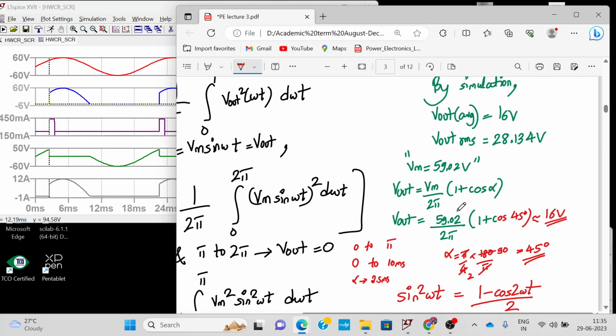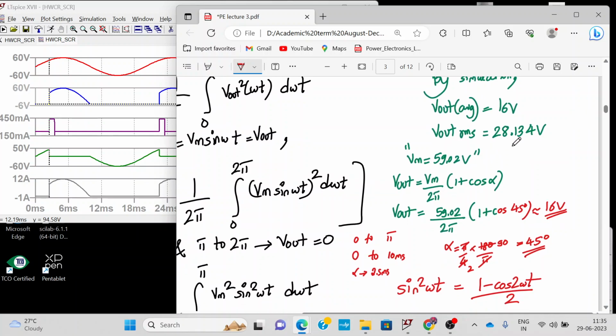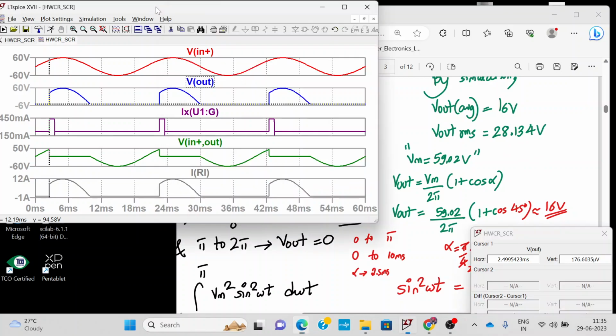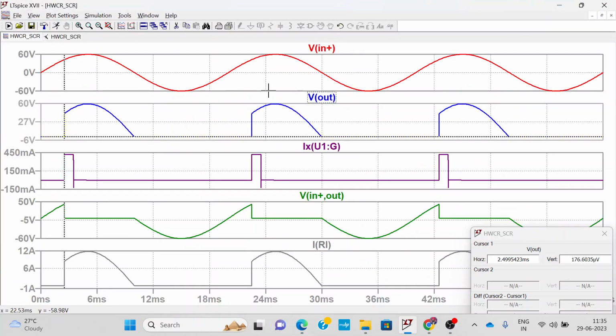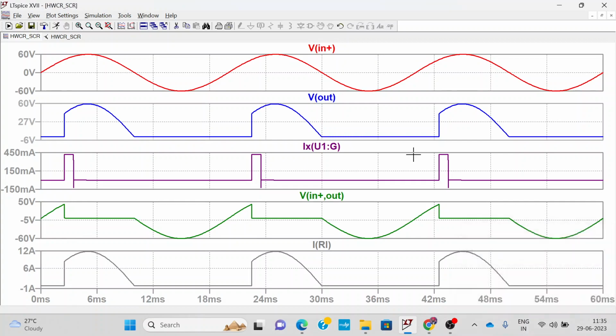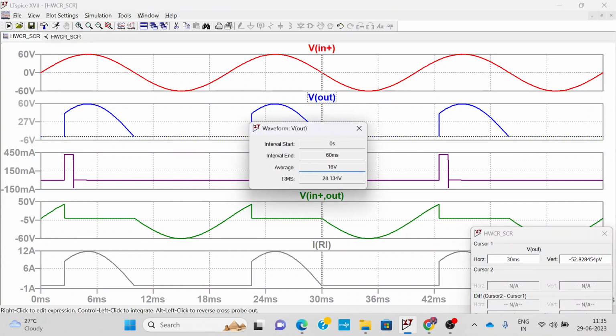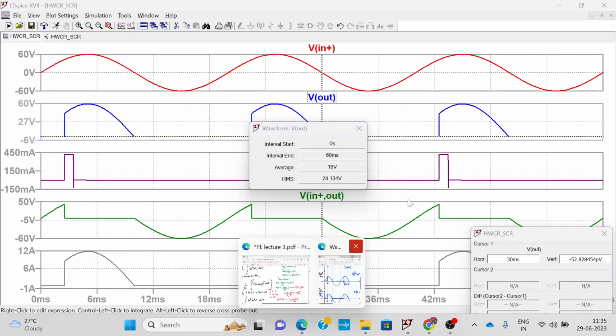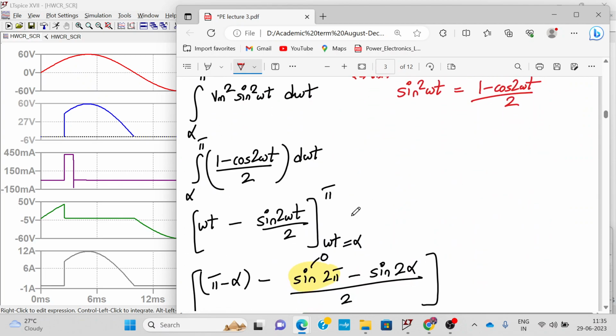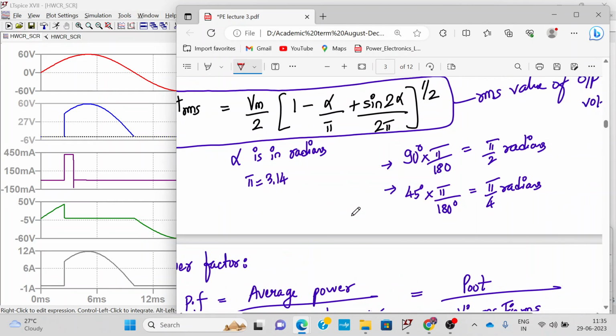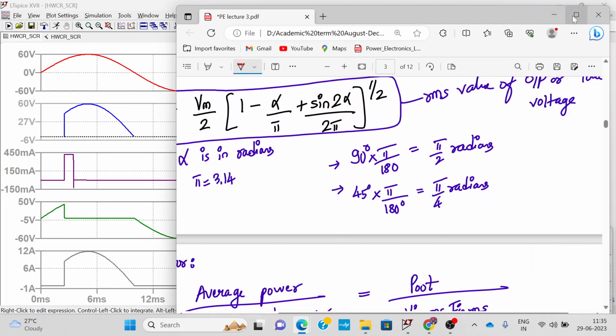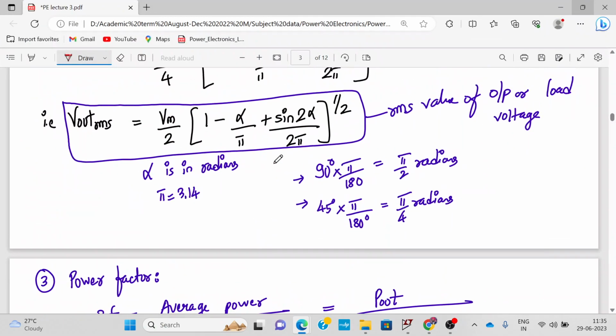Similarly, V RMS is 28.134. Let me cross check it. I'll take the cursor over here, press Control and then click on this. Yeah, 28.134 of the output waveform. Now let me cross check with the formula. Okay, this is the formula. We have to be careful in this case. Let us substitute the values over here.